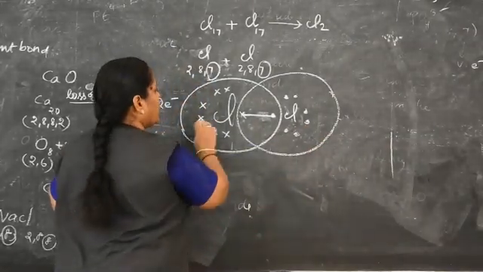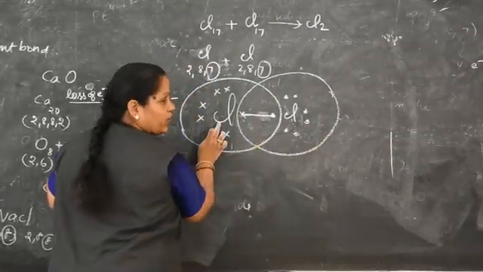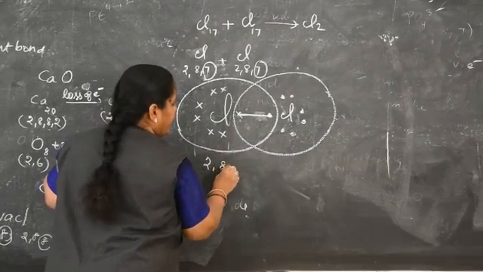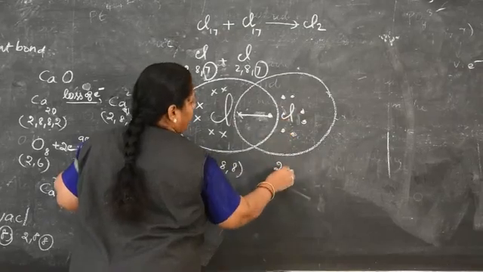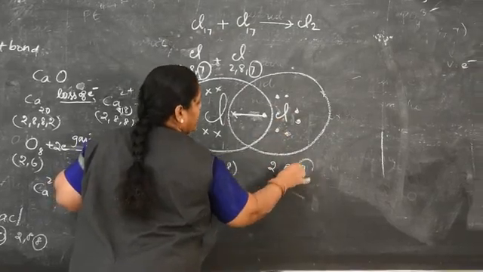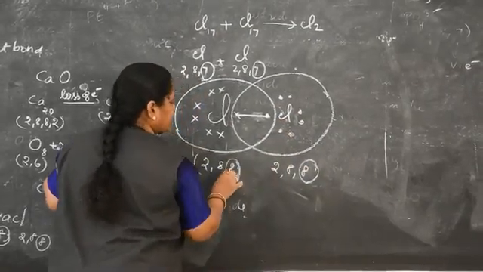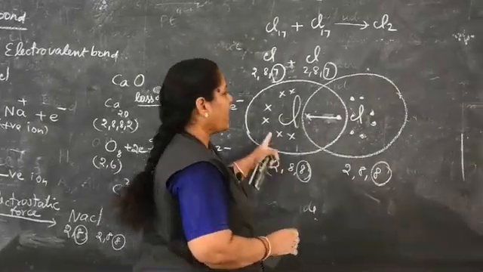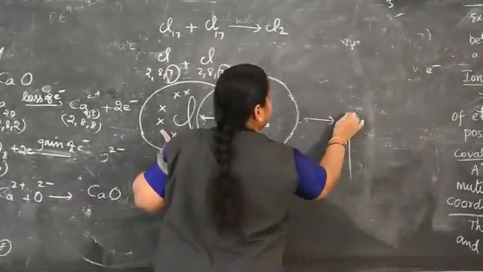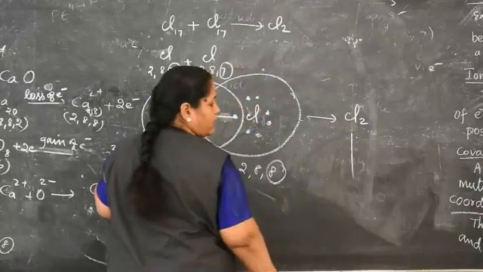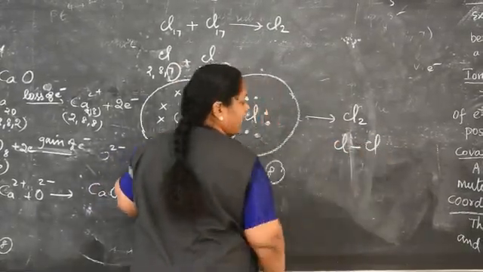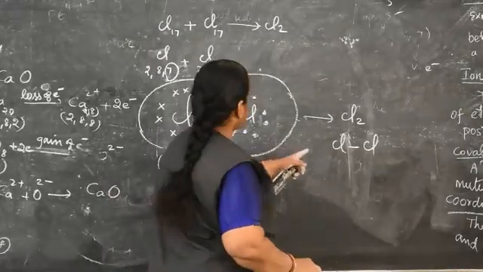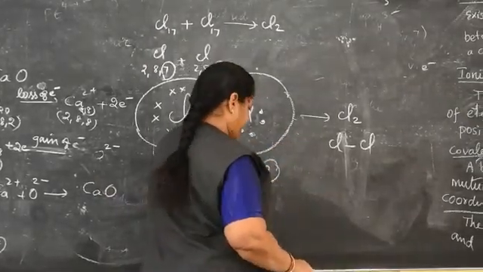8 electrons. Now what is the configuration of this chlorine? 2, 8, 8. For this also 2, 8, 8. So now the outermost shell consists of 8 electrons. That's why they form a molecule, which is nothing but the chlorine molecule. That's why you can write Cl bond Cl. Simply you can write its configuration.